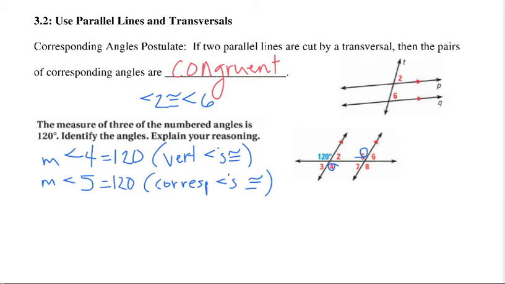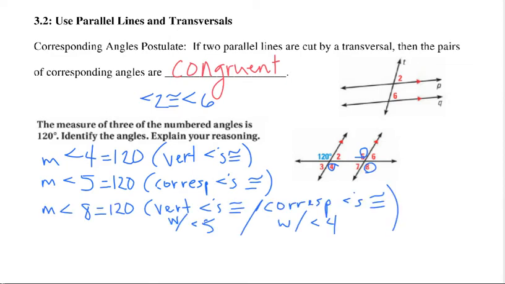And lastly, we can say 8 is also going to be 120 degrees for 2 different reasons. It's corresponding with the 4, or we can say it's a vertical angle with angle 5, and therefore it's going to be congruent to both of those. So it'll be 120 degrees. So I have both of my reasons on here. So it's a vertical angle with angle 5, or we could say it's corresponding with angle 4, and that's why it's congruent.